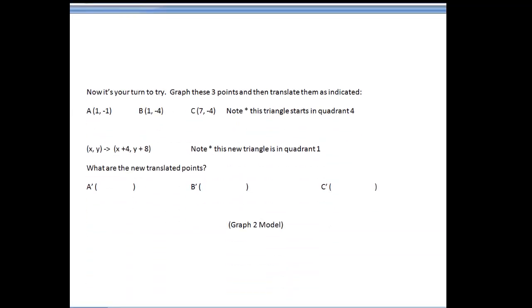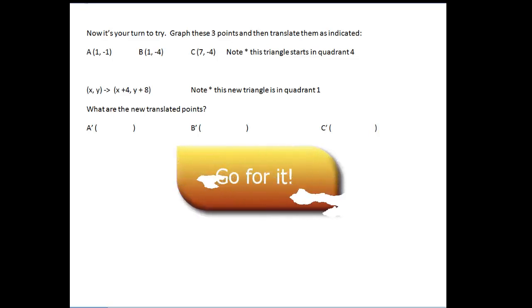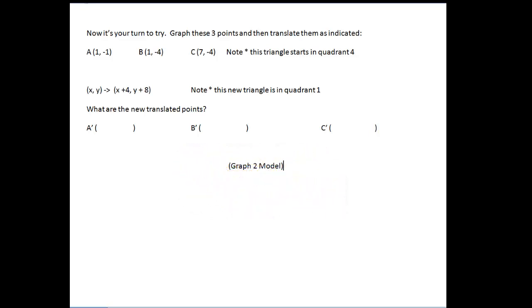Now it's your turn to try. Graph these 3 points and then translate them as indicated. First point is A, 1 comma negative 1. B, 1 comma negative 4. C, 7 comma negative 4. Note that this triangle is in quadrant 4, and I'm going to ask you to translate it by x plus 4 and y plus 8. And this new triangle should end up in quadrant number 1.